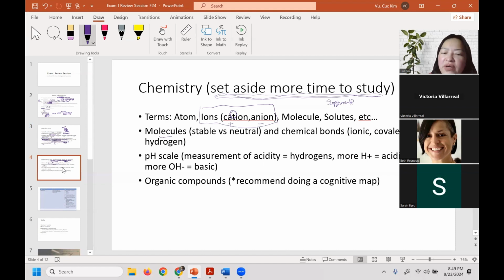Molecules, make sure you understand the difference between a stable state of a molecule versus neutral. Which one do atoms prefer to be, stable or neutral?